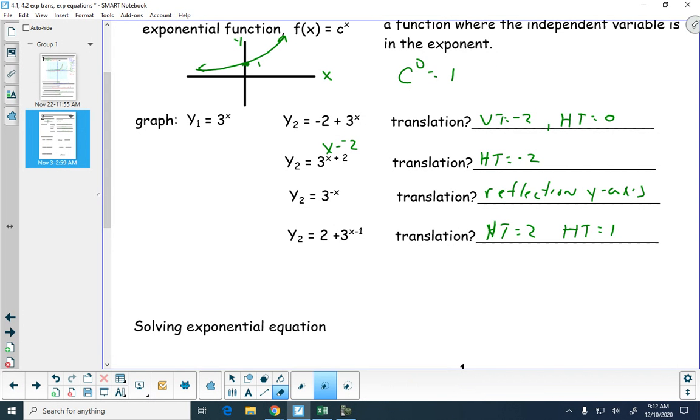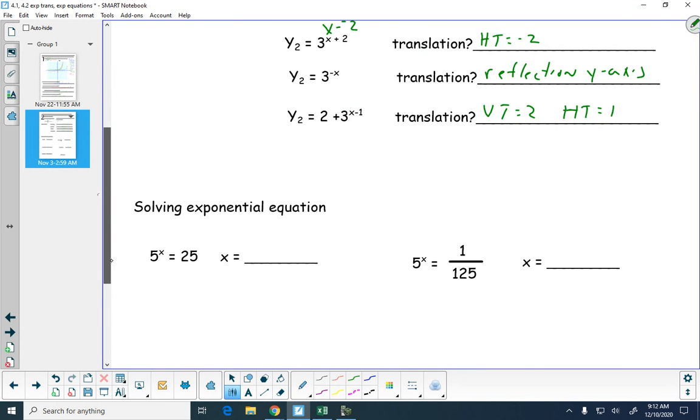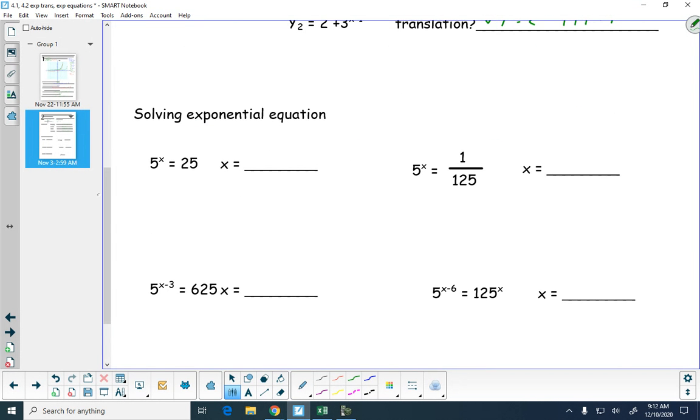And those are just looking at characteristics of the equation. What I may ask you to do is just look at what type of translations. I may give you an equation and ask what type of translations we would get from that, and maybe put a second graph down with those translations. The main emphasis that I will go through today is how can we solve some exponential equations?